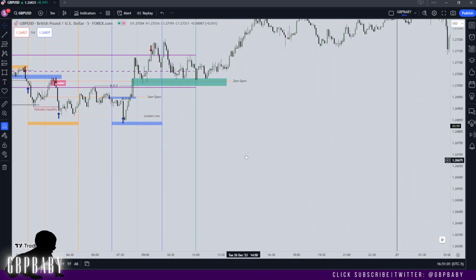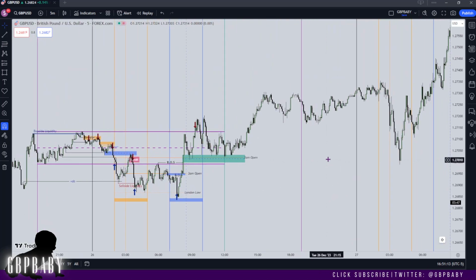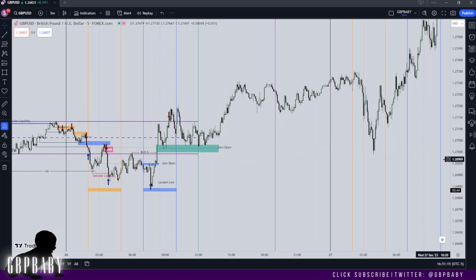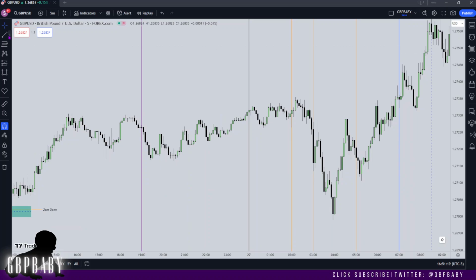Let's now put in the Asia range, excuse me, and we'll just move everything over like so. That should be 7 a.m. Perfect, and then we can start looking at this range. So here's the Asian range, same thing.